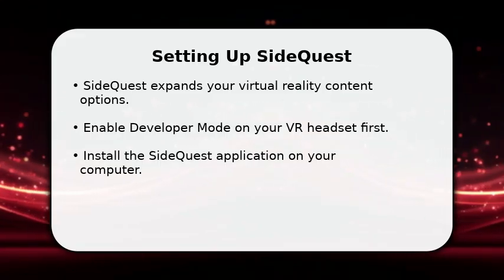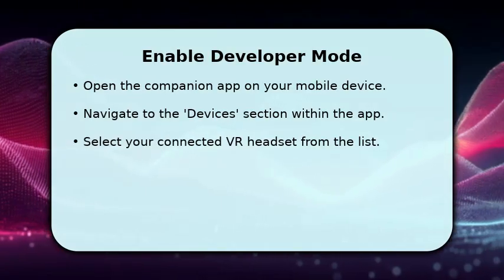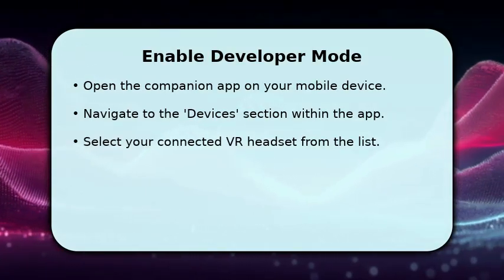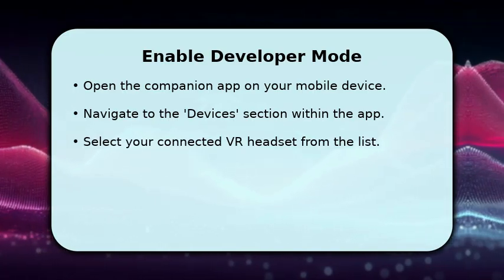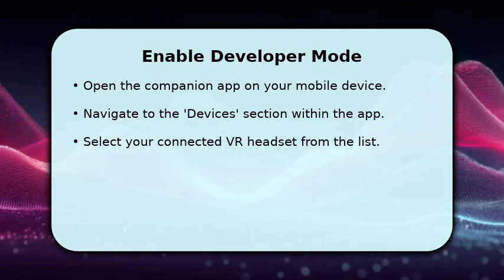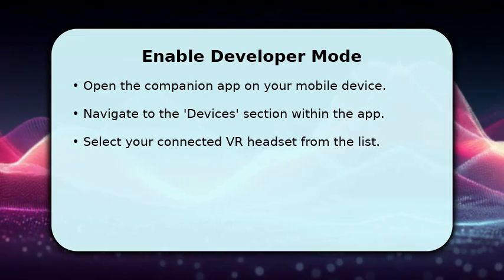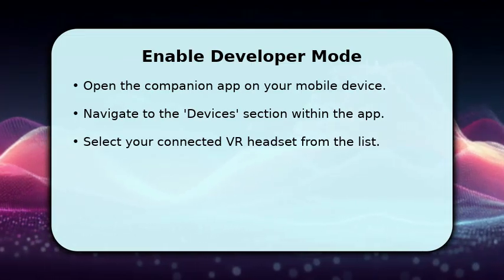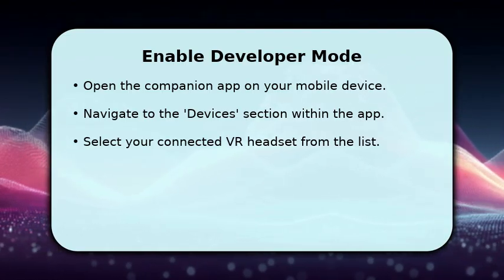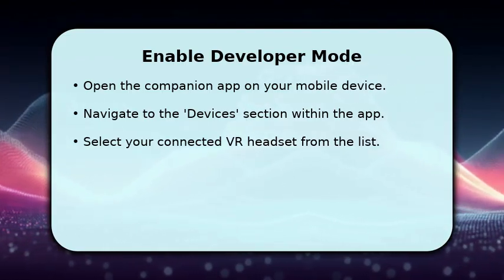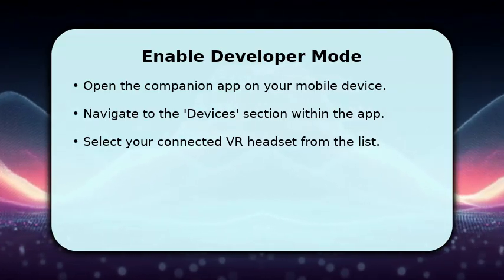Let's get started with the first step. Enabling developer mode is crucial for SideQuest functionality. First, open the companion app on your phone or tablet. From there, find and select your connected VR headset. Within its settings, locate the developer section and simply toggle developer mode to the on position. This step allows your computer to communicate with your headset for sideloading content. Remember to restart your headset after making this change.